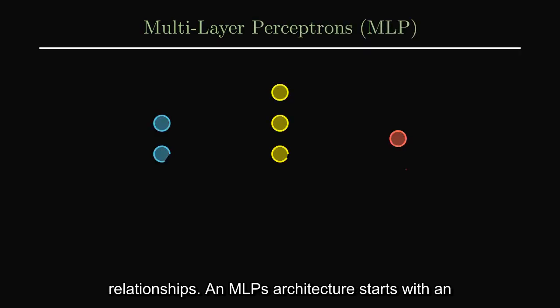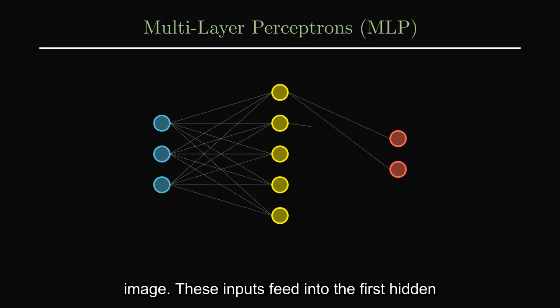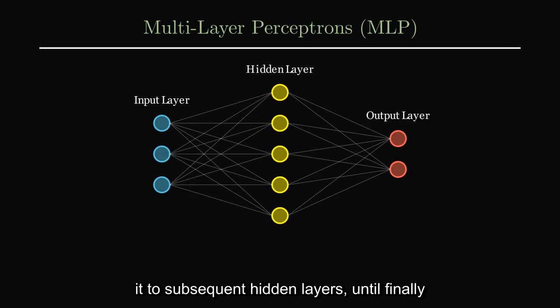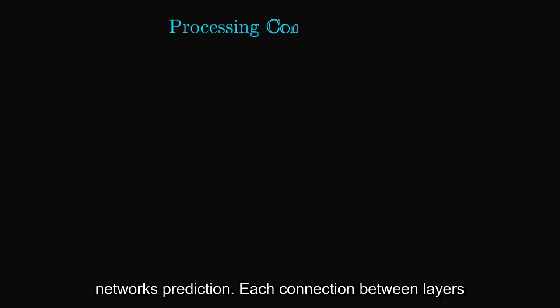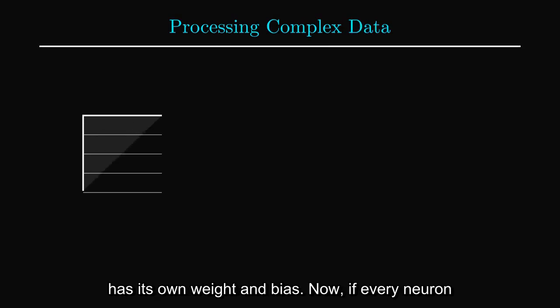An MLP's architecture starts with an input layer receiving raw data, like pixels in an image. These inputs feed into the first hidden layer, which processes the information, then passes it to subsequent hidden layers, until finally reaching the output layer, which provides the network's prediction. Each connection between layers has its own weight and bias.